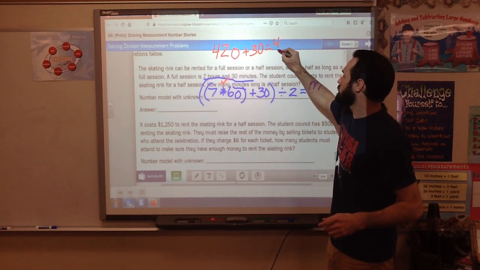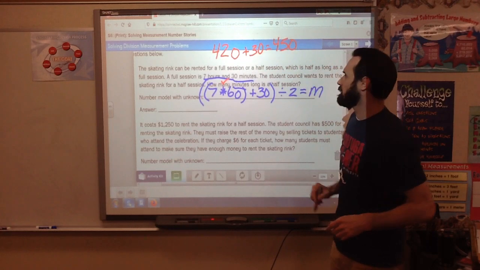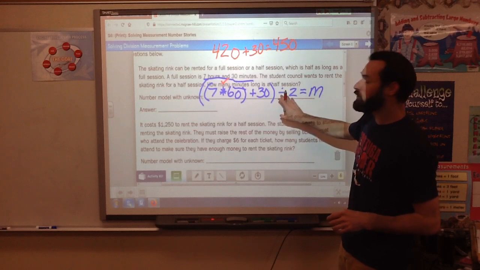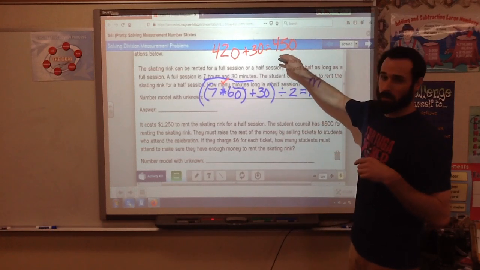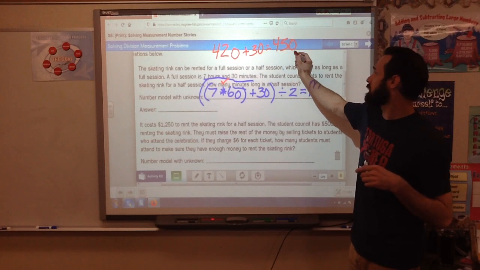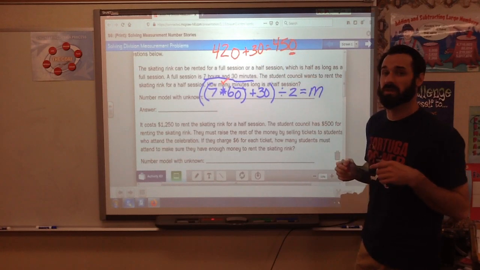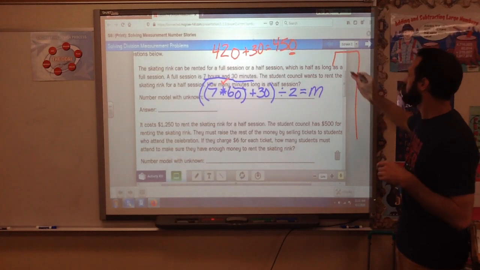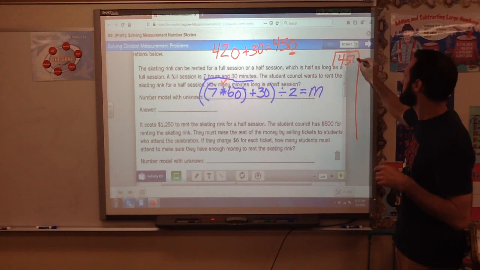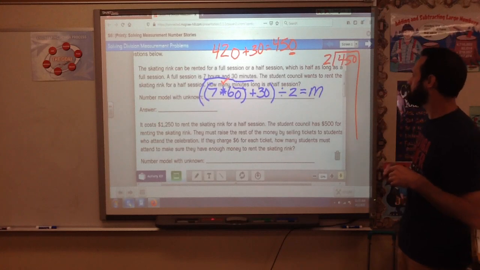420 plus 30 is 450. Now we can do the last step, which is divide by 2. Sometimes kids get a little confused. They look and they go, well, 45 is odd. Well, this is not an odd number. You have to look at the ones place, and the ones place ends in a 0, so it is actually even. To do this problem, we would do 450 divided by 2.